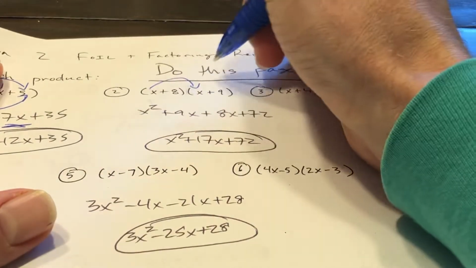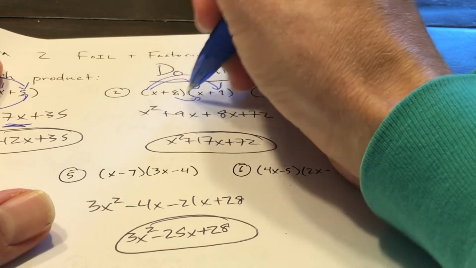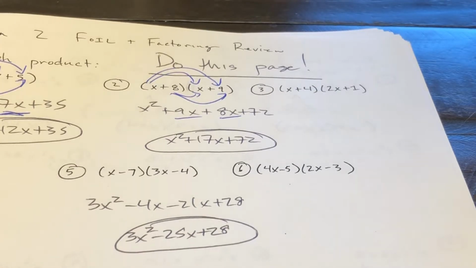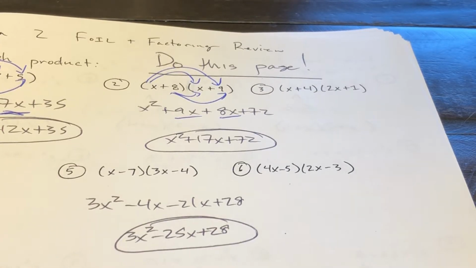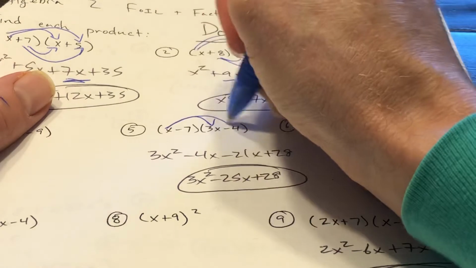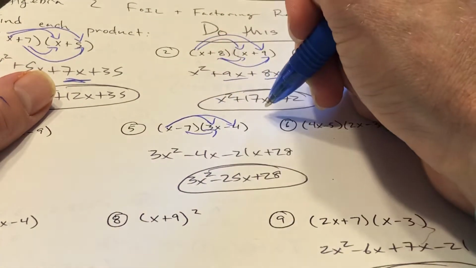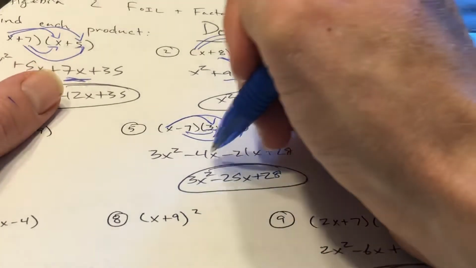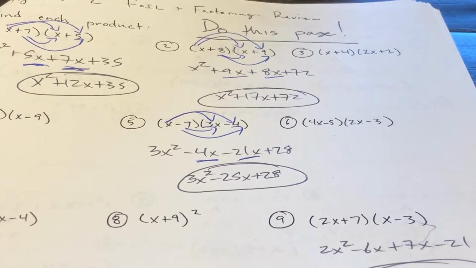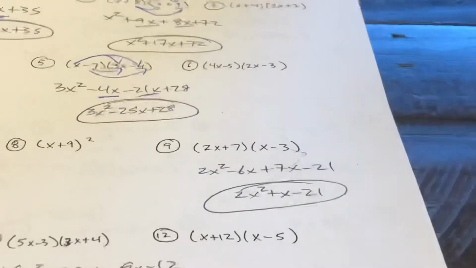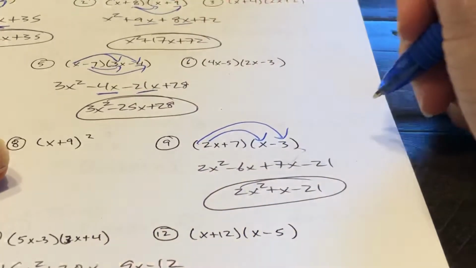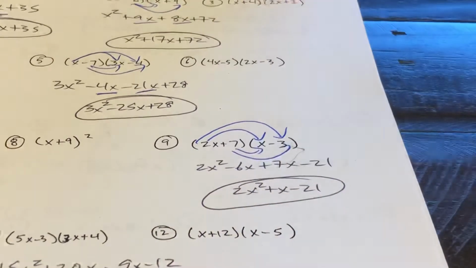All right, x and x is x squared plus 9x plus 8x plus 72. 17x is your middle term there. X and 3x is 3x squared. X and negative 4 is negative 4x. That's a negative 21x. A negative times a negative is a positive 28. 3x squared minus 25x plus 28 is our answer. And on 9, 2x and x gives me 2x squared minus 6x plus 7x minus 21.